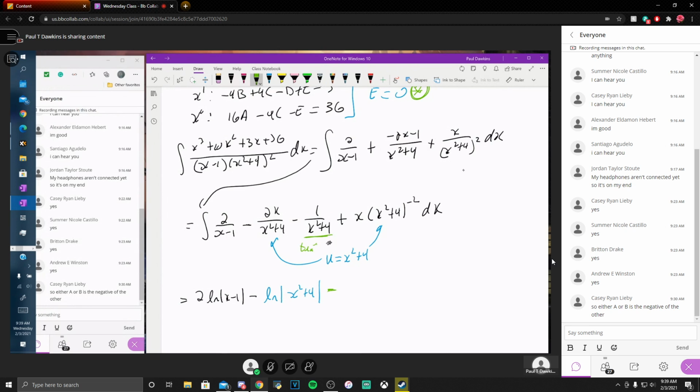So again, there's my inverse tangent formula using a equals 2. Because a squared is equal to 4, so a has to equal 2. So my formula then is 1 over a, so 1 over 2, times inverse tangent, or arctangent. It's probably best to use arctangent for WebAssign, but pick what you want to use. And then x over a, so x over 2.